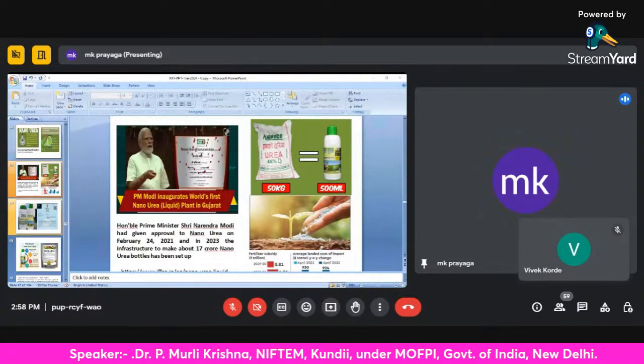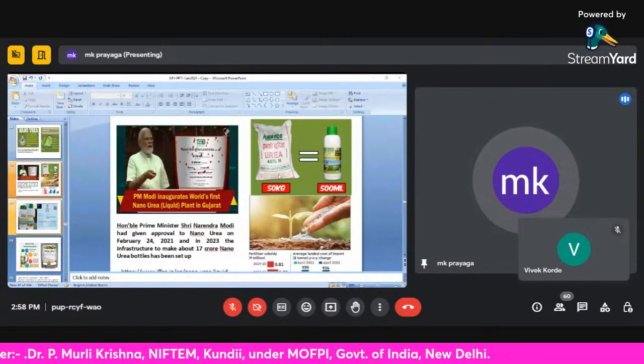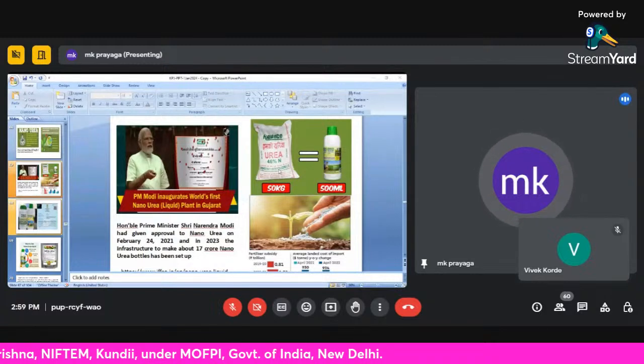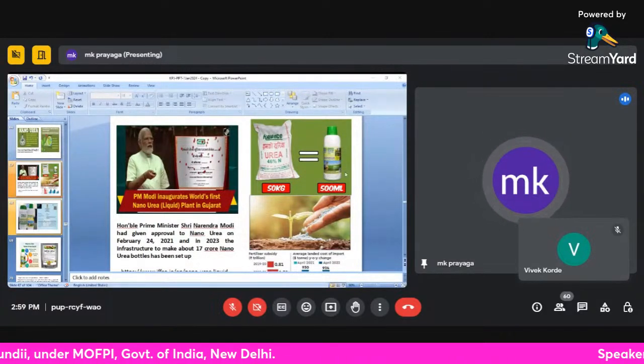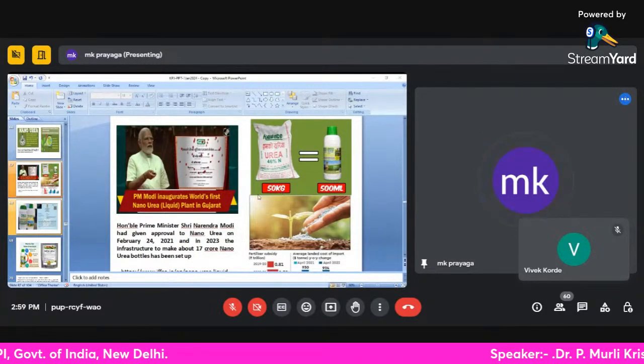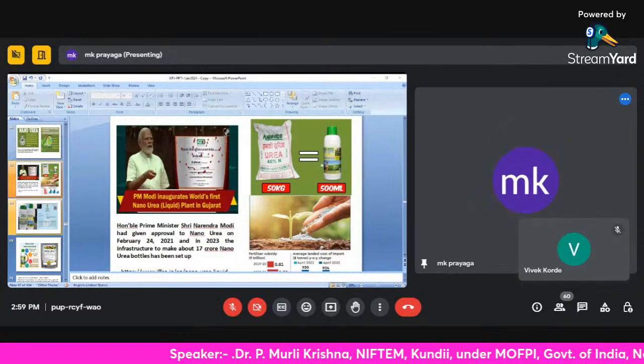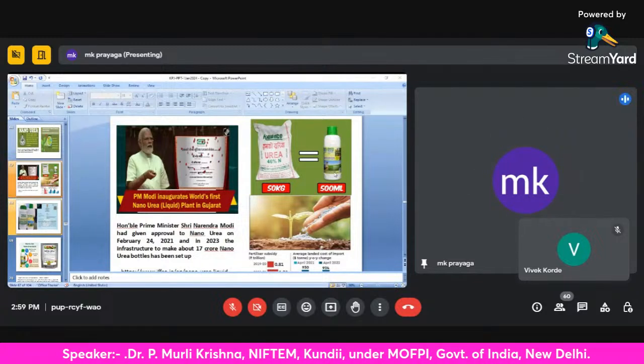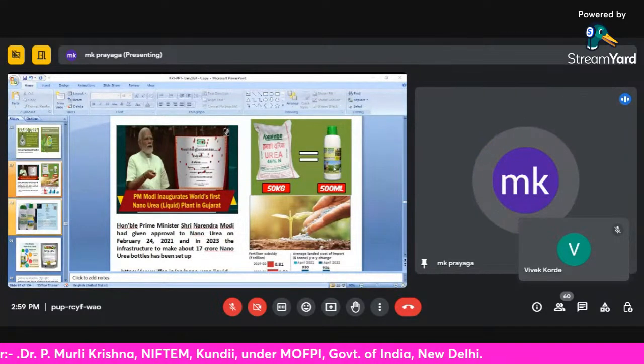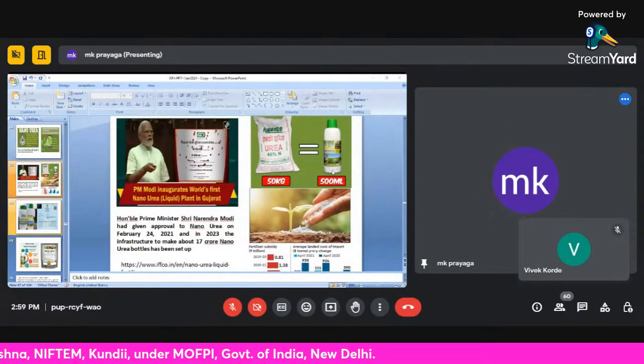So very huge transportation cost is involved in transporting, that means logistics, of 50 kg bags as well as 500 ml bottles, and of course the shelf life. Nano urea should not be hygroscopic. Then for this 500 ml bottle, there is no problem in this storage method.